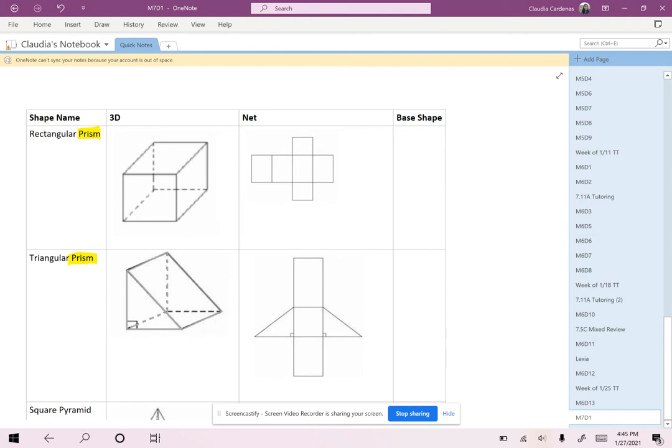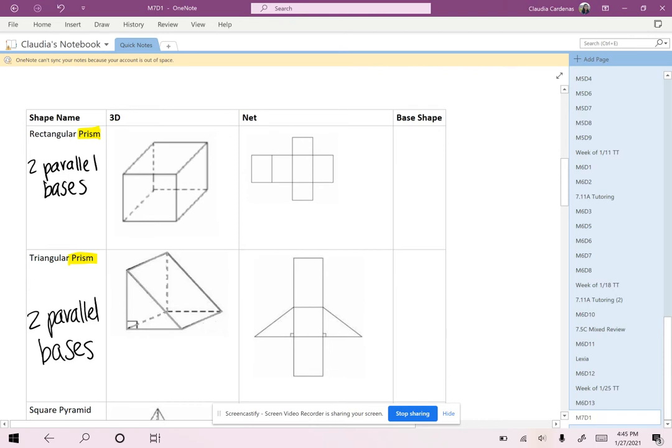So the first thing I've done is identified that it is a prism. And when we have a prism, that means that we have two parallel bases. So two parallel bases is something that's important about both the triangular and the rectangular prism. You can draw these shapes out as best you can. I know this is an art class, but that way we can identify what a rectangular and a triangular prism look like.